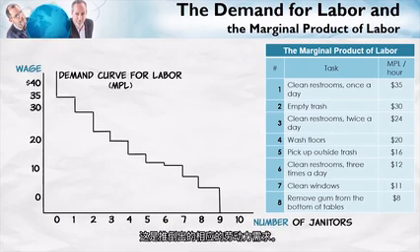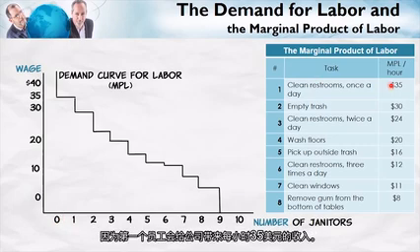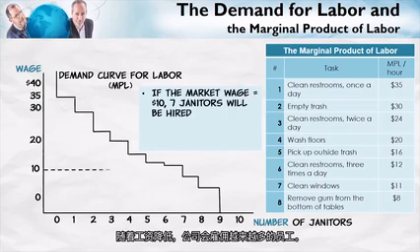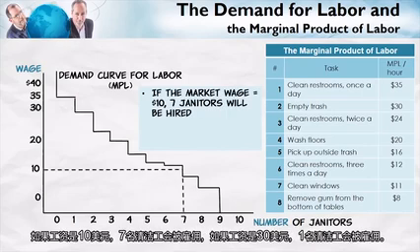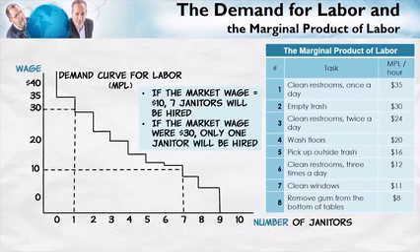Notice that if the wage were greater than $35 an hour, the firm would demand no janitors. That's because the very first janitor adds $35 an hour to the firm's revenues. If the wage is higher than that, that janitor is not worth hiring. As the wage falls, however, more and more janitors become worthwhile to hire. If the market wage were $10, 7 janitors would be hired. If the market wage were $30, only 1 janitor would be hired.